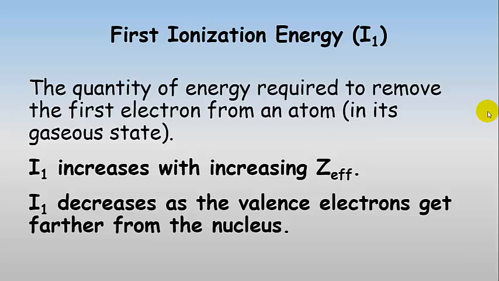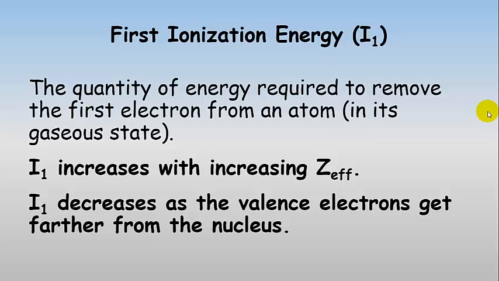So another trend that we're going to look at is the first ionization energy. Okay? And the first ionization energy is just the amount of energy that is required to remove the first electron from an atom. Now, technically, this is in its gaseous state, but you can just think about removing electrons from atoms. And basically, it makes sense that as you have an increasing nuclear charge, or effective nuclear charge, which is that attraction of those valence electrons for the nucleus, as that increases, you have to put more and more energy in order to remove an electron. Okay? So the general trend is that the first ionization energy increases with increasing Z effective.